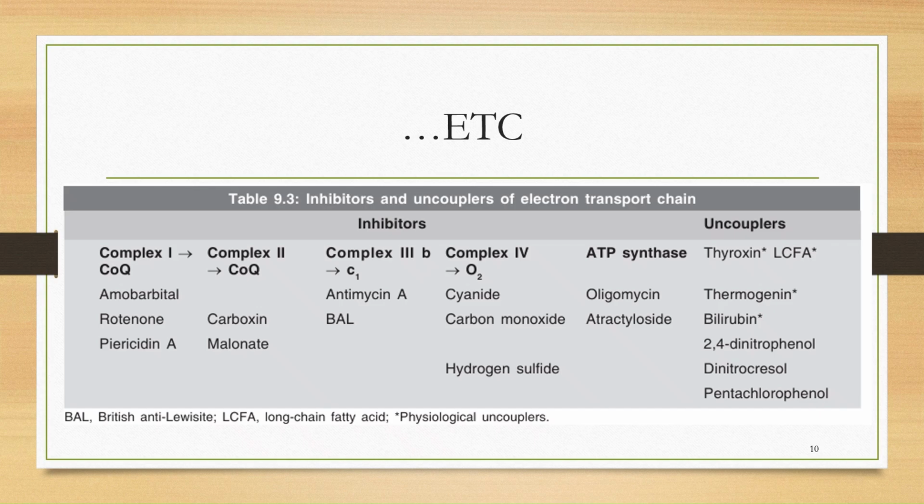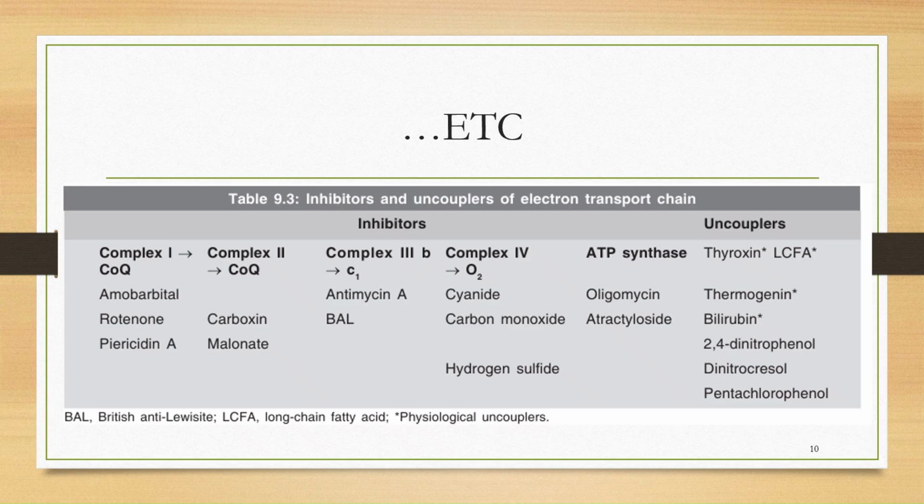And then we have ATP synthase inhibitors. Remember, ATP synthase is the enzyme that eventually causes oxidative phosphorylation to happen, or ADP to be converted to ATP. But ATP synthase can also be blocked or inhibited by some molecules like oligomycin and atractyloside. And then we have the uncouplers that we mentioned. The ones that are starred are physiological uncouplers. Physiological means that they are found naturally in the body.